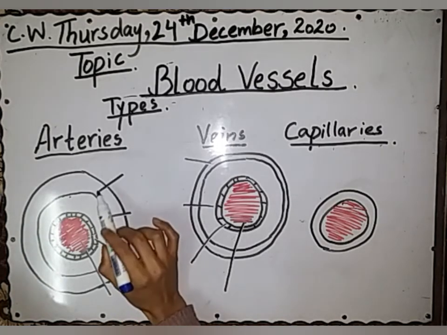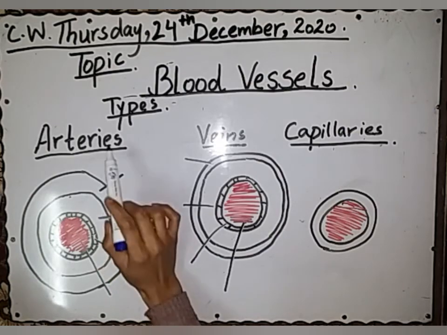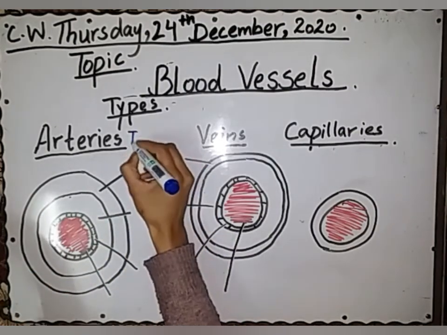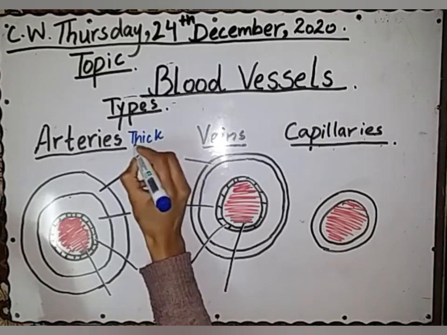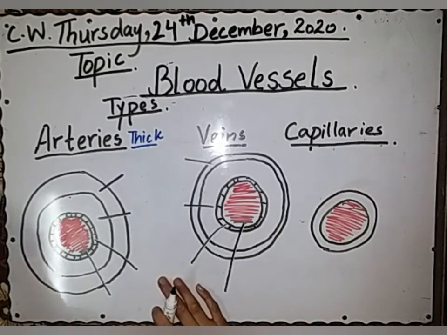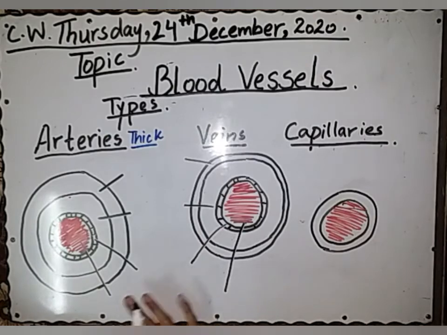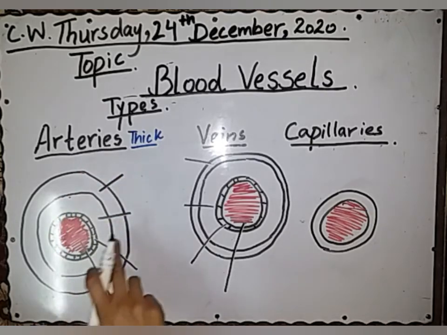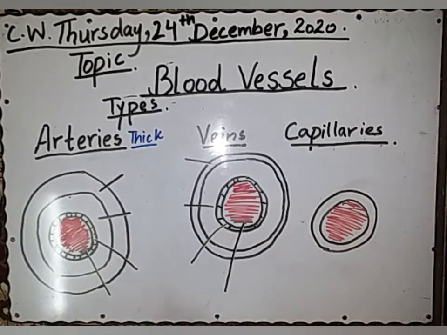Students, we have already studied that the walls of arteries are thick. Why thick? Because arteries have to supply the blood to all parts of the body, so more pressure is required in the artery. So they have thick walls. Students, this is the diagram of the cross-section.